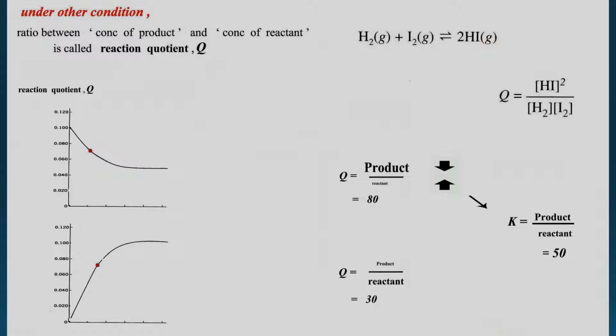If the Q value is smaller than K, that means it has not reached K. So slowly it will change again. Product will slowly climb up, and reactant will slowly go down until it reaches the K value. Now let's do calculations to prove it.